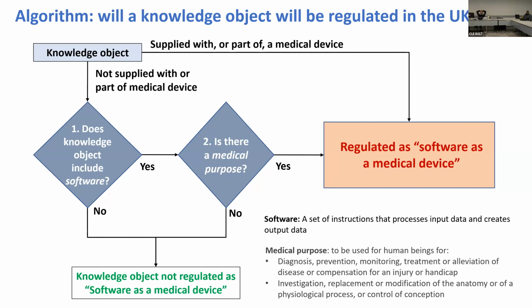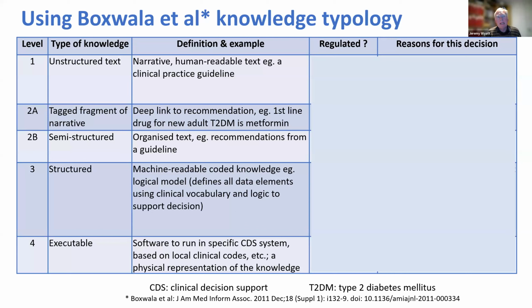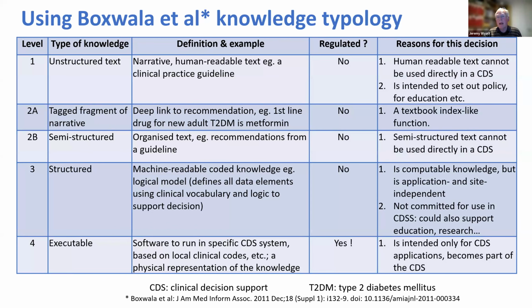Another way of looking at this, if I've still got time, is to quickly revisit Boxwalla's knowledge typology, which you remember went from level one, unstructured text, up to level four, executable. So the first question, I've added some columns here to this table, is: is it regulated, and why? And so we conclude that the first four rows in the table, remember there's a 2A and 2B, are not regulated. We explain the reasons for that.